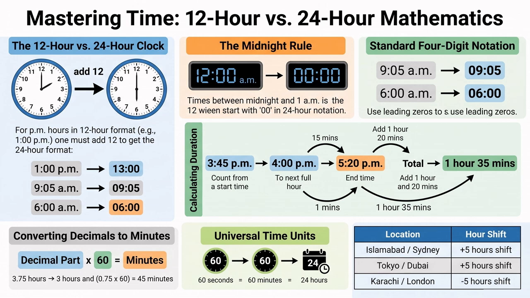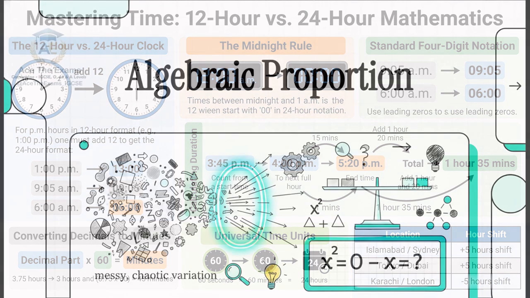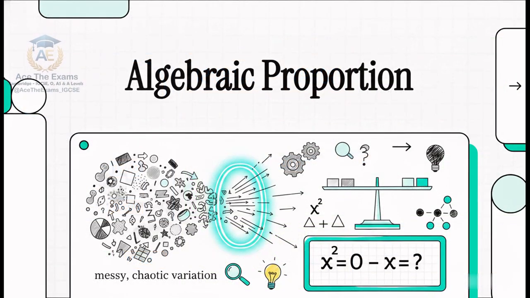Welcome to the Explainer. Have you ever wondered how scientists or even engineers take all that messy, chaotic variation in the real world and somehow magically translate it into neat, solvable algebraic formulas? Well, today we're decoding algebraic proportion straight out of the Cambridge math syllabus. We're going to go over a super simple, foolproof method that literally works every single time.